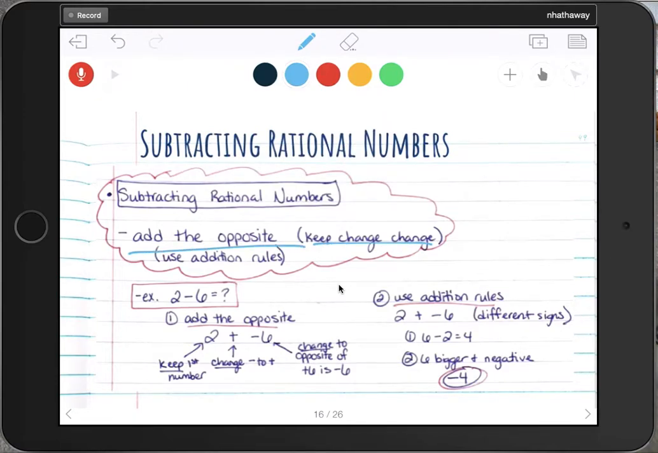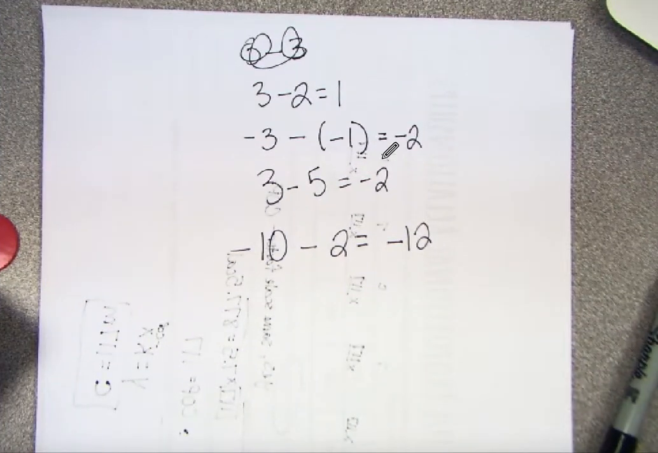So what you're going to do is you're going to keep your first number. You're going to change minus to a plus sign. That's adding. And then you're going to put the opposite of the second number. So add the opposite. First number doesn't change. The minus sign becomes a plus sign. And then +6 becomes -6. Excuse me. So let's do that with what we've done.